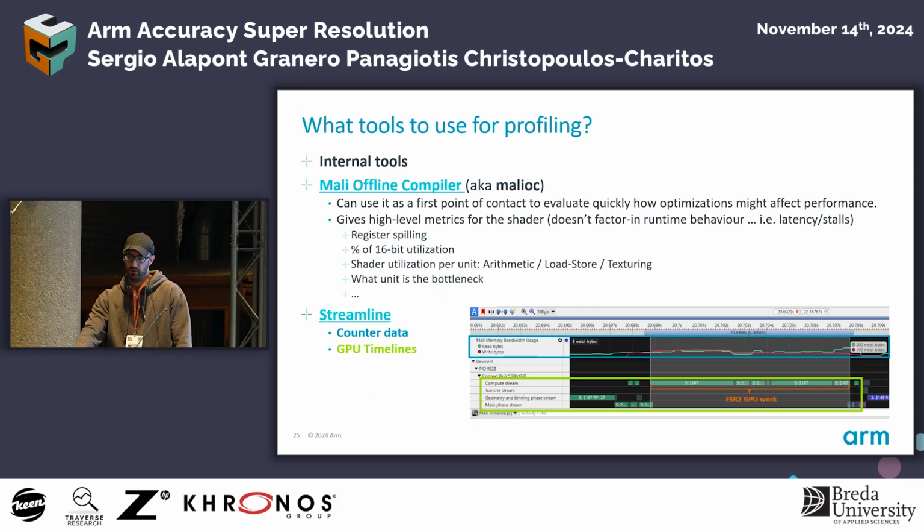For the optimization work, we used internal and public tools. When it comes to the public ones, we have the Mali Offline Compiler. This will give us a rough idea about the shaders, things like if we have register spilling, and if and how much 16-bit instructions the shader is using. And it will also give us an instruction breakdown per hardware unit. The next tool is Streamline. You can see a screenshot at the bottom. On Streamline, we focused on the timeline view, which gives the duration of the passes. We also looked at bandwidth and a few other counters.